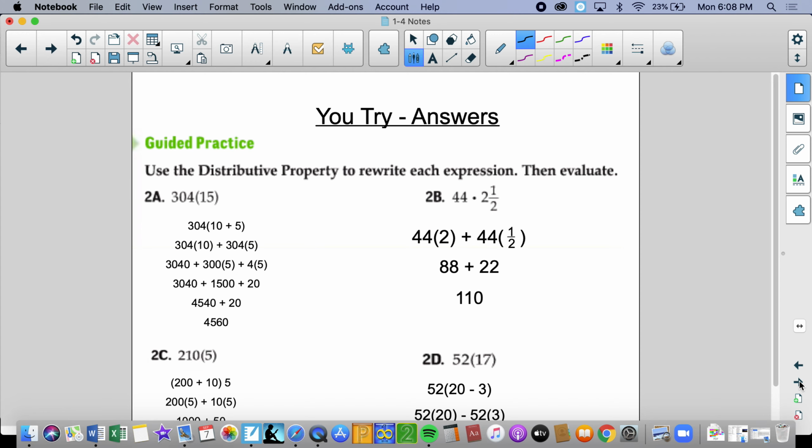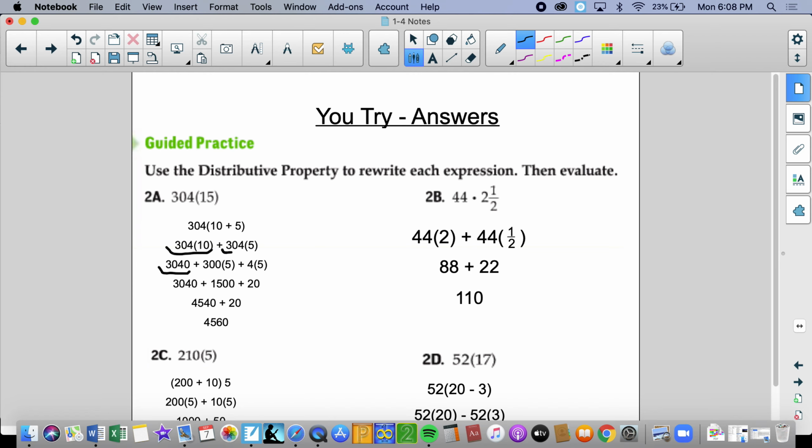So I chose to break 15 into 10 and 5 because I can multiply 304 times 10 and then I'll distribute 304 to 5. So 304 times 10, that's easy. That's 3,040. Now I have 304 times 5. I don't know that off the top of my head. Actually, it's 1520, but I could do that in my head, but let's pretend we can't.